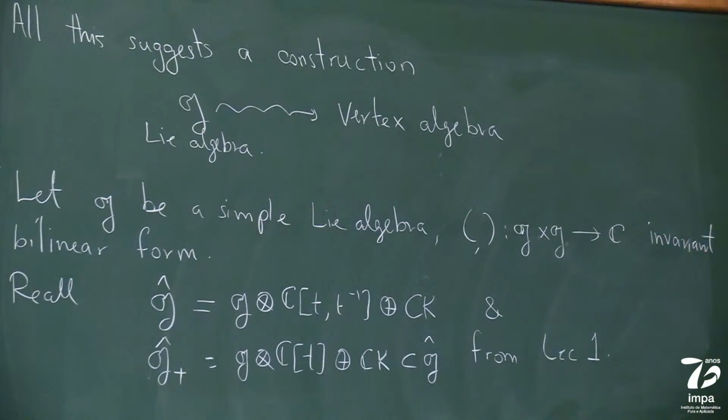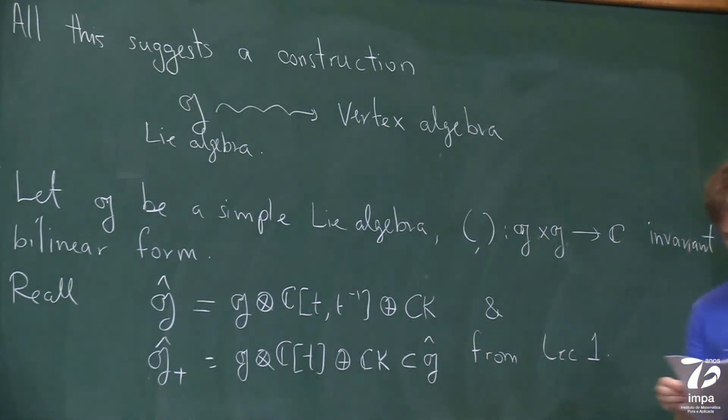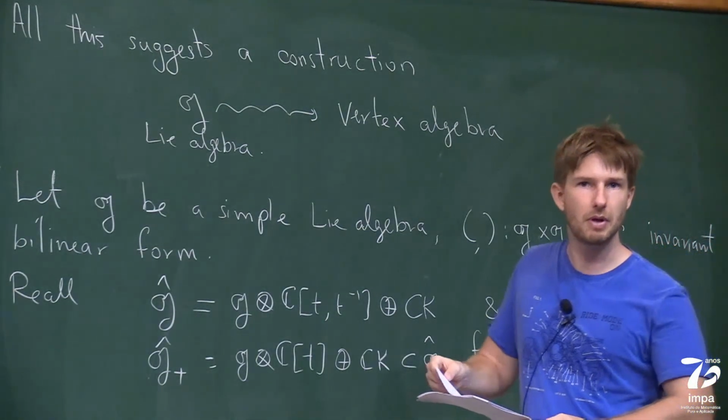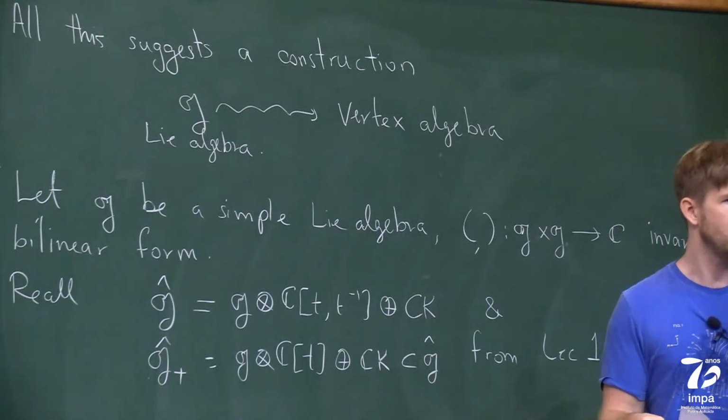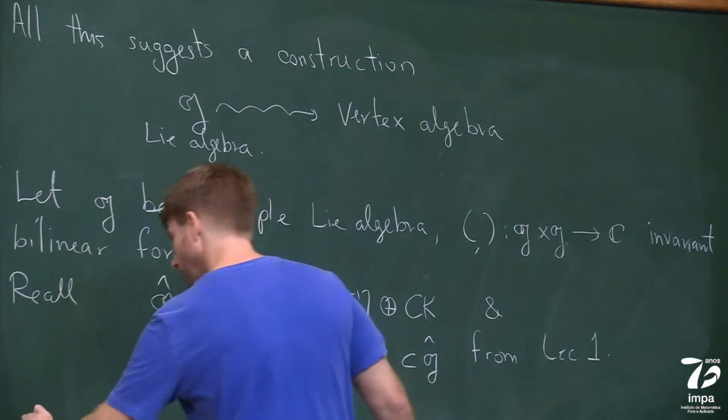Recall right at the beginning of the first lecture, I mentioned that you can define some so-called affine Lie algebras associated to this data. I won't repeat it because I already wrote it down. And if we now consider something very similar to a Verma module, slightly different, called the vacuum module, which I'll write down now.